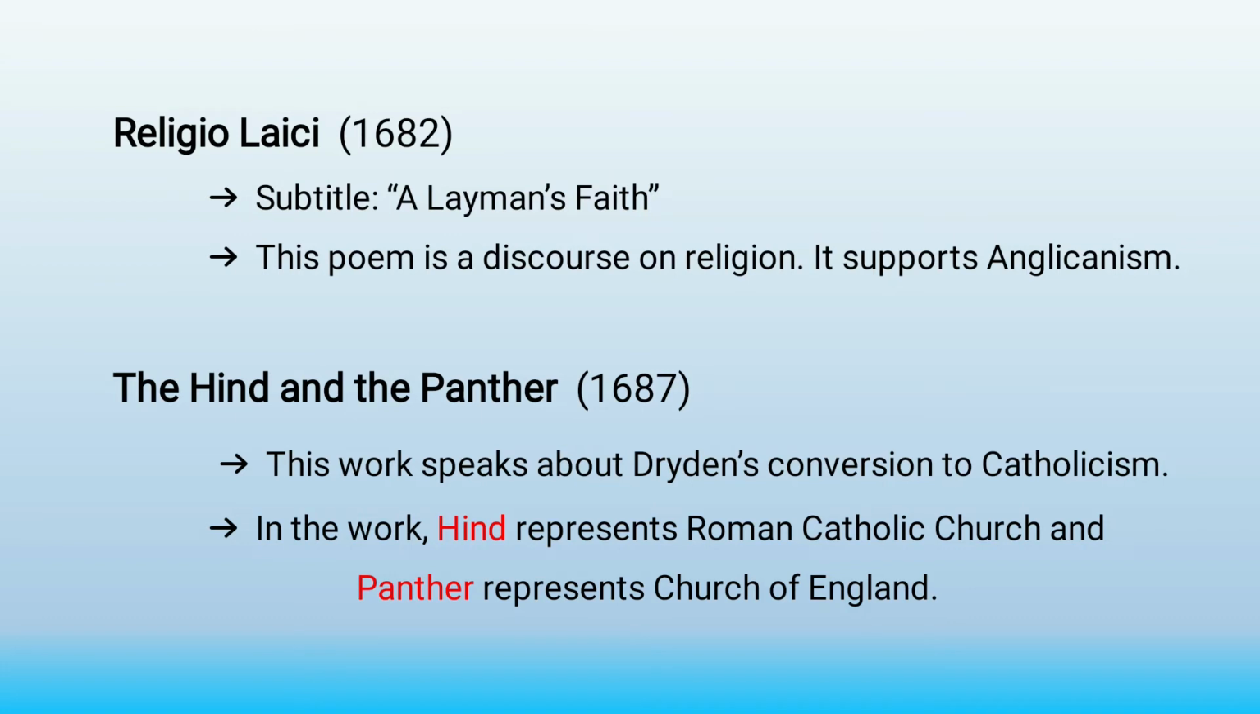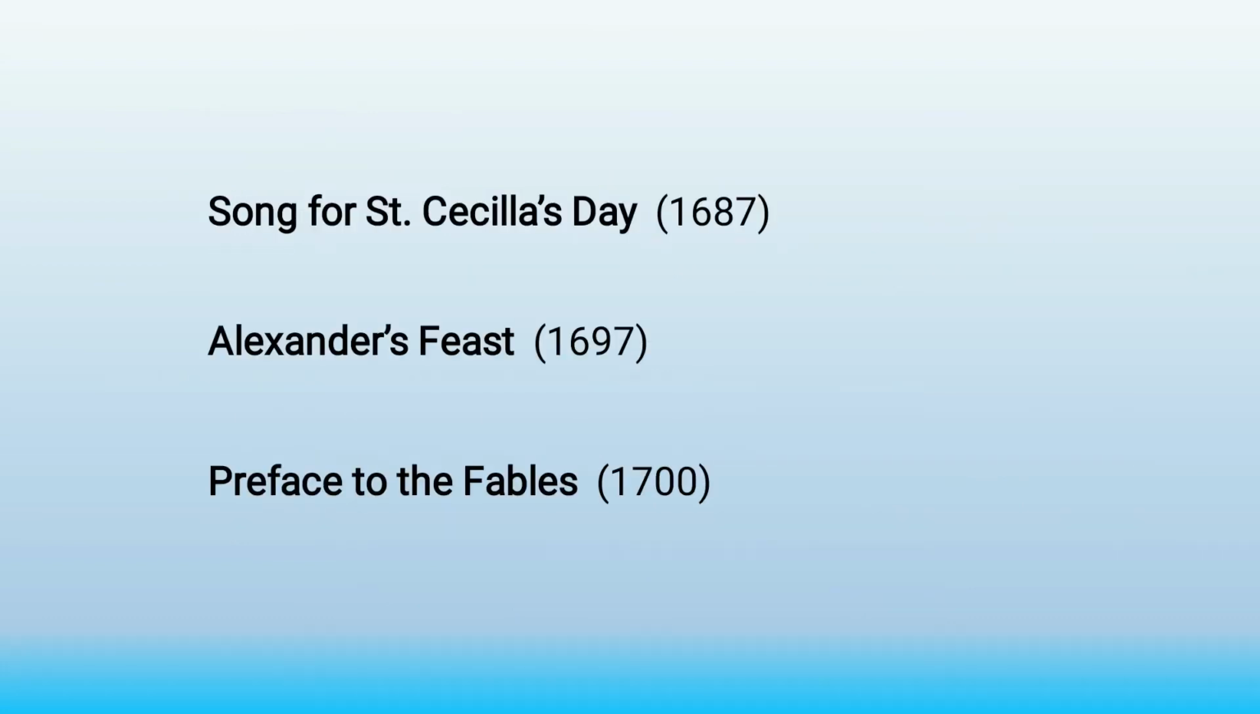Moving on. There are three works written by Dryden. Let's quickly see which are those. Song for Saint Cecilia's Day. Actually, it is Cecilia, not double L, instead it is LIA. There's a spelling correction, please note that. Song for Saint Cecilia's Day came in the year 1687. Next work is Alexander's Feast, 1697. Next is Preface to the Fables, 1700.